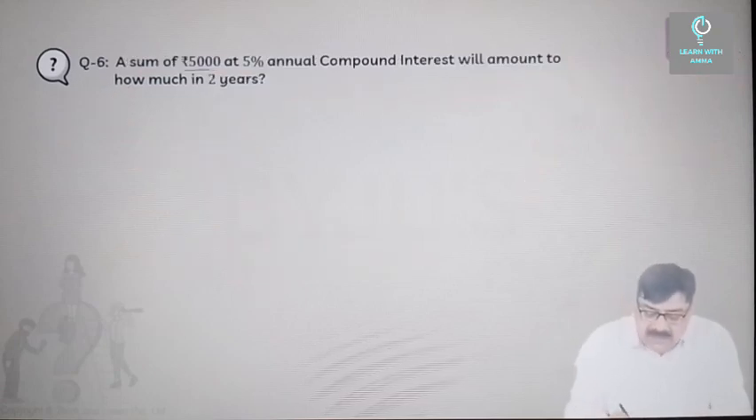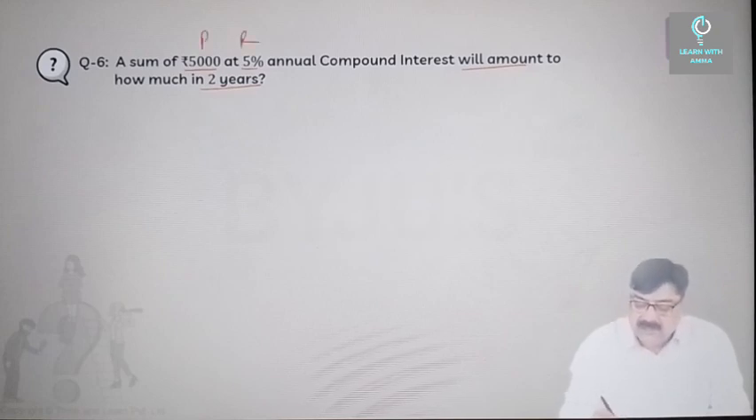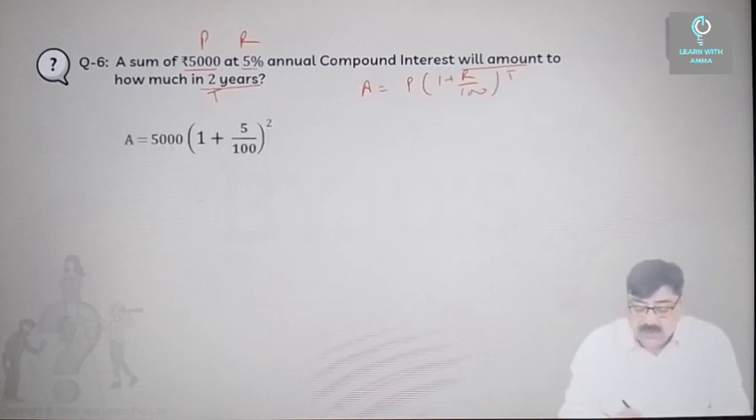A sum of rupees 5,000 at 5% annual compound interest will amount to how much in 2 years? So principal is given, rate of interest is given to you, then time T is also specified. So let's make use of formula A is equal to P into 1 plus R by 100 raised to T. That's all that we need to know. So this is principal, this is the rate of interest, as you see.